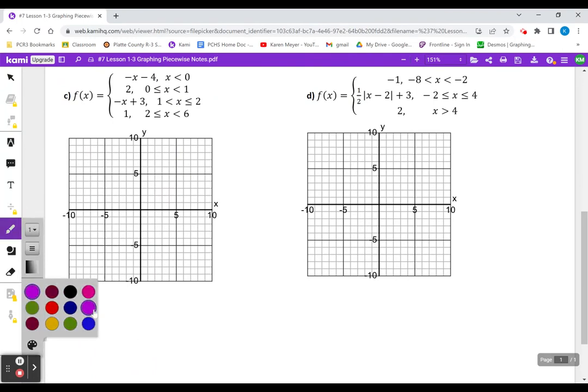On this one, our dash line is going to be at 0, so it's going to be right on top of the axis for the y. And it says x is less, and less is to the left. And then I want to graph negative x minus 4. So we're going to start with negative 4 on the y. And then my slope is negative, so that would be negative 1 over positive 1. So down 1, right 1.